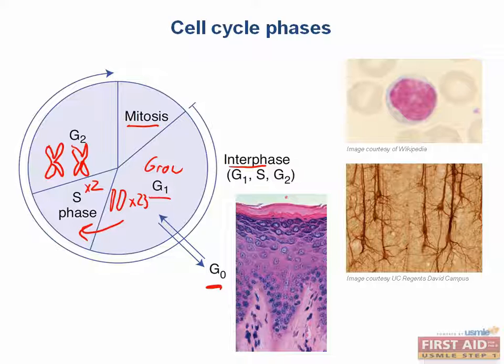Mitosis is the shortest phase of the cell cycle and includes prophase, metaphase, anaphase, and telophase. This is when the chromosomes condense and separate, and one cell becomes two. After mitosis and cytokinesis, the single parent cell is now two daughter cells. So let's talk about regulation of the cell cycle.